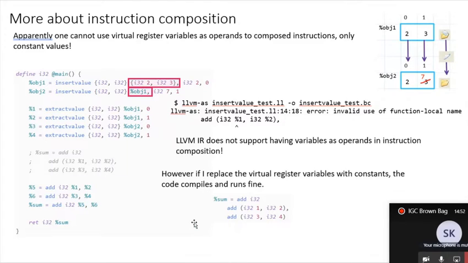However, if I replace the virtual register variables with constants, the code compiles and runs fine. So add the constant 1 to 2, add the constant 3 to 4, and then add up their sum into this sum right here. So the problem occurs when I attempt to use multiple add instructions in instruction composition to add multiple register variables together into one sum. I honestly don't know why variables cannot be used as operands to composed instructions. Is it by design, maybe for enabling data flow optimizations or constant folding or something like that? Is it a limitation of the LLVM IR compiler, or is it just a bug? I don't know, but this is just a good thing to keep in mind.